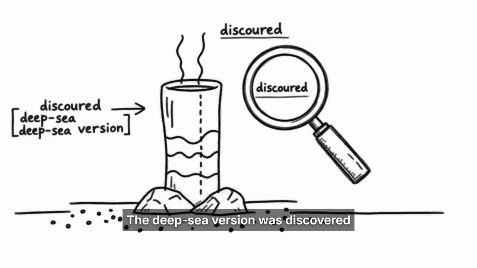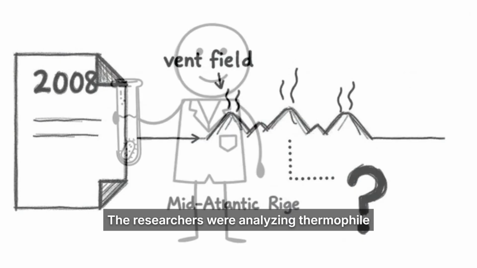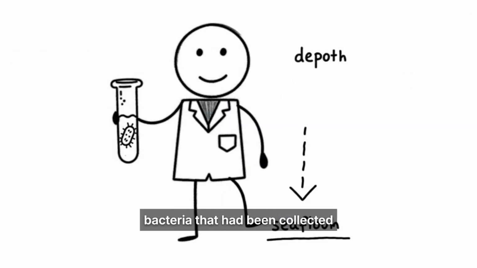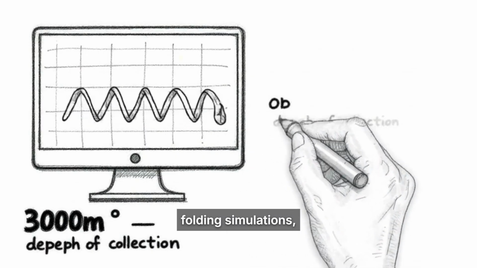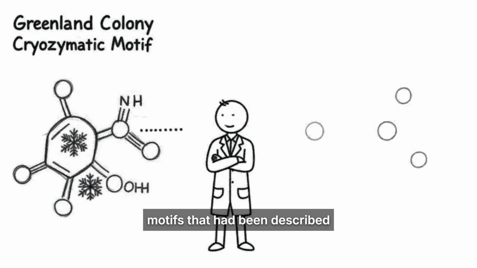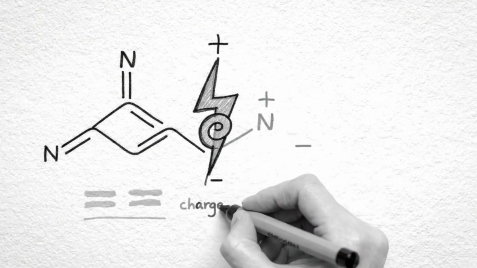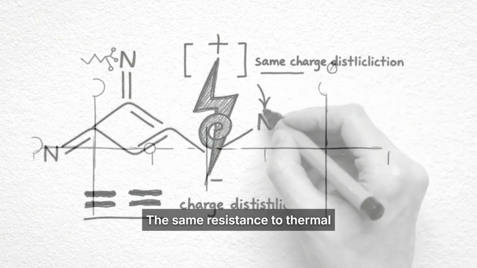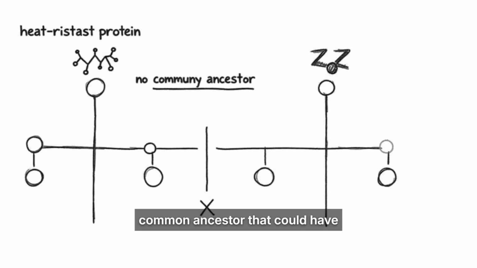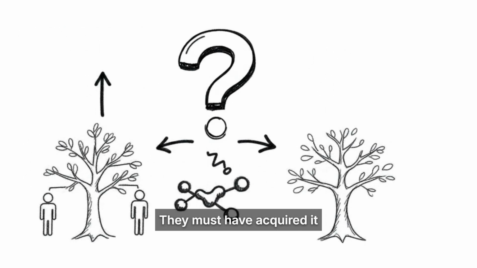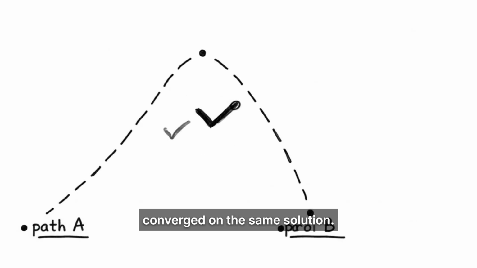The deep-sea version was discovered in 2008, near a vent field on the mid-Atlantic ridge. The researchers were analyzing thermophile bacteria that had been collected at depths of 3,000 meters. When they ran the protein folding simulations, they found the same cryoenzymatic motifs that had been described in the Greenland ice colony. The same loop structures, the same charge distributions, the same resistance to thermal shock. The two organisms share no common ancestor that could have passed this trait down. They must have acquired it independently through separate evolutionary pathways that converged on the same solution.